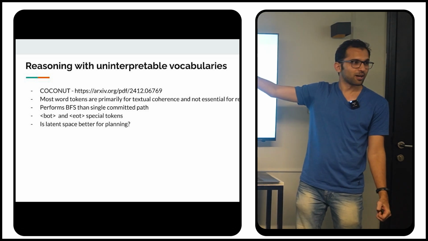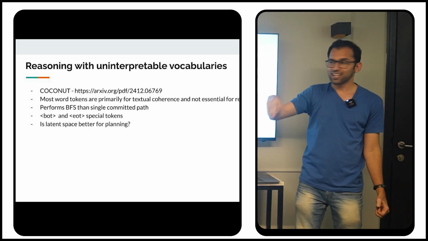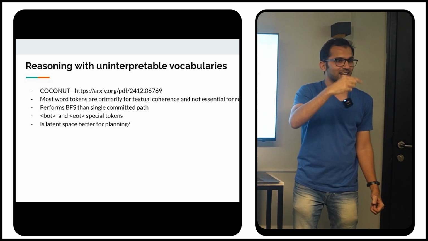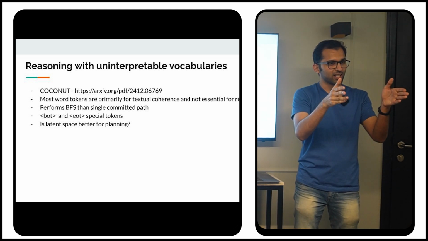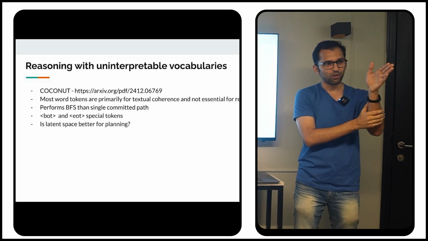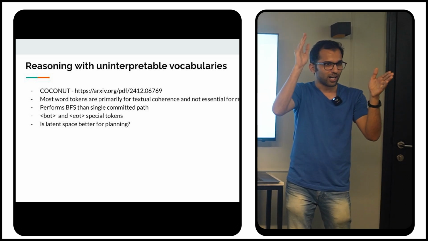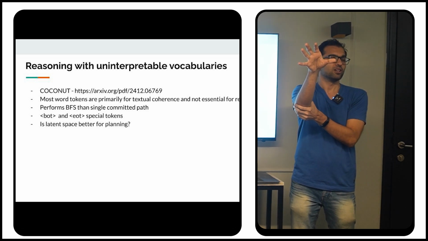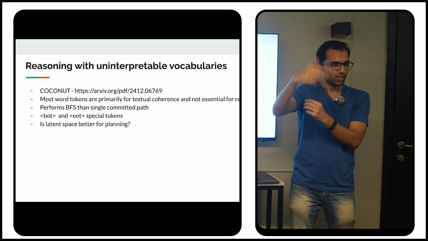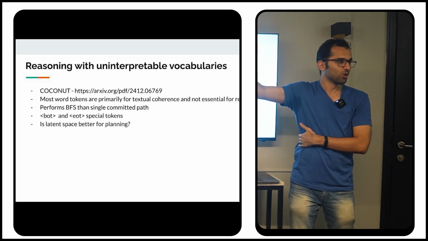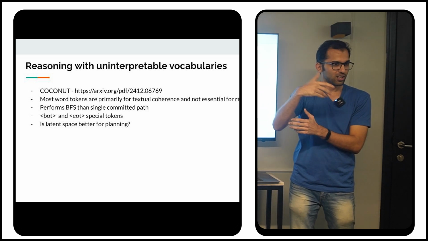The paper which came out today, so I wanted to add it here, is the Coconut paper, on reasoning with uninterpretable vocabularies. What this paper does is, rather than predicting the next token when you want to generate your reasoning, you start with a start-of-thinking token. When greedy decoding tells you that the end-of-thinking token has good probability, you output the end-of-thinking token, and then you go back to natural language decoding.